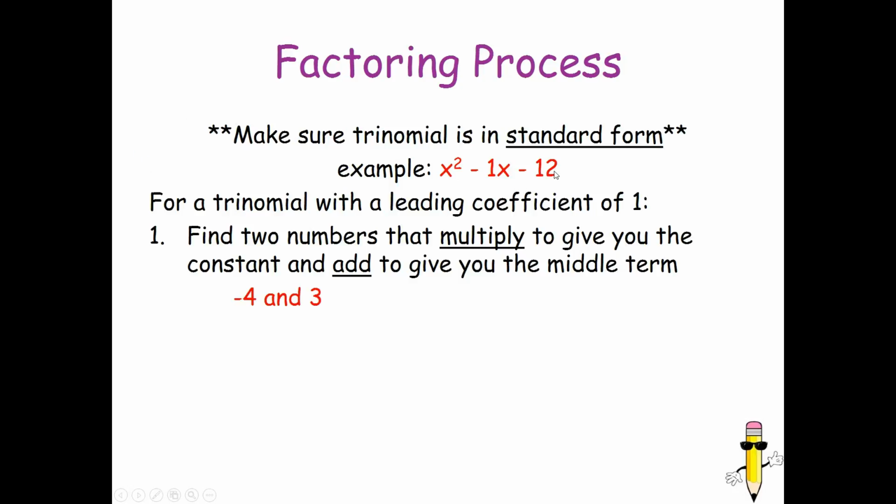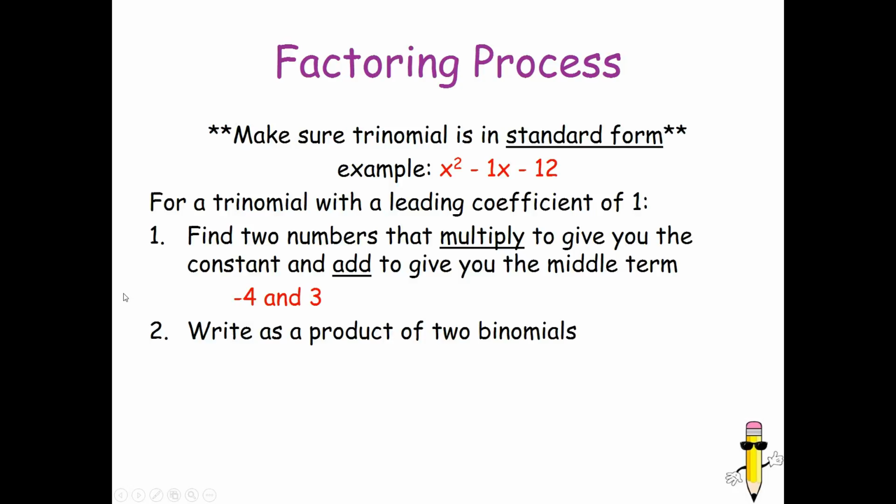So in this situation, negative 12, there's a couple things that you can do to get negative 12. One of them is to have a negative 4 and a 3. The other way, which isn't covered in here, is you can have 2 and 6, but if I took 2 and 6 and added or subtracted them together, I would not get anything close to 1. So negative 4 and 3 are the perfect ones for that.